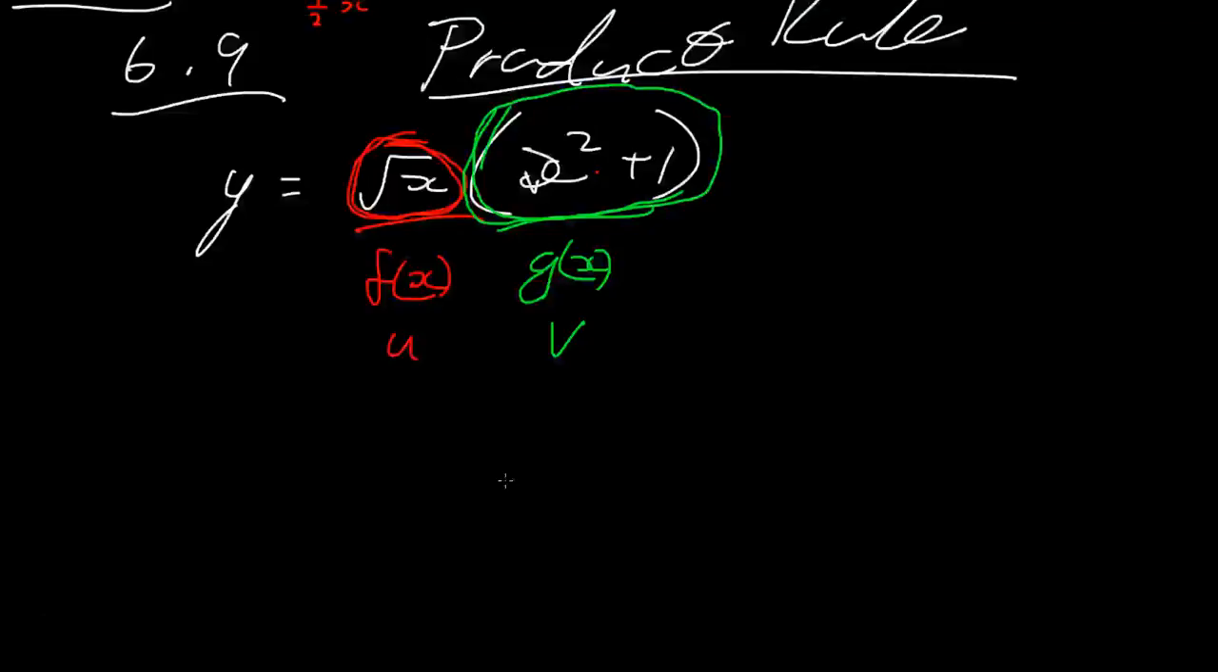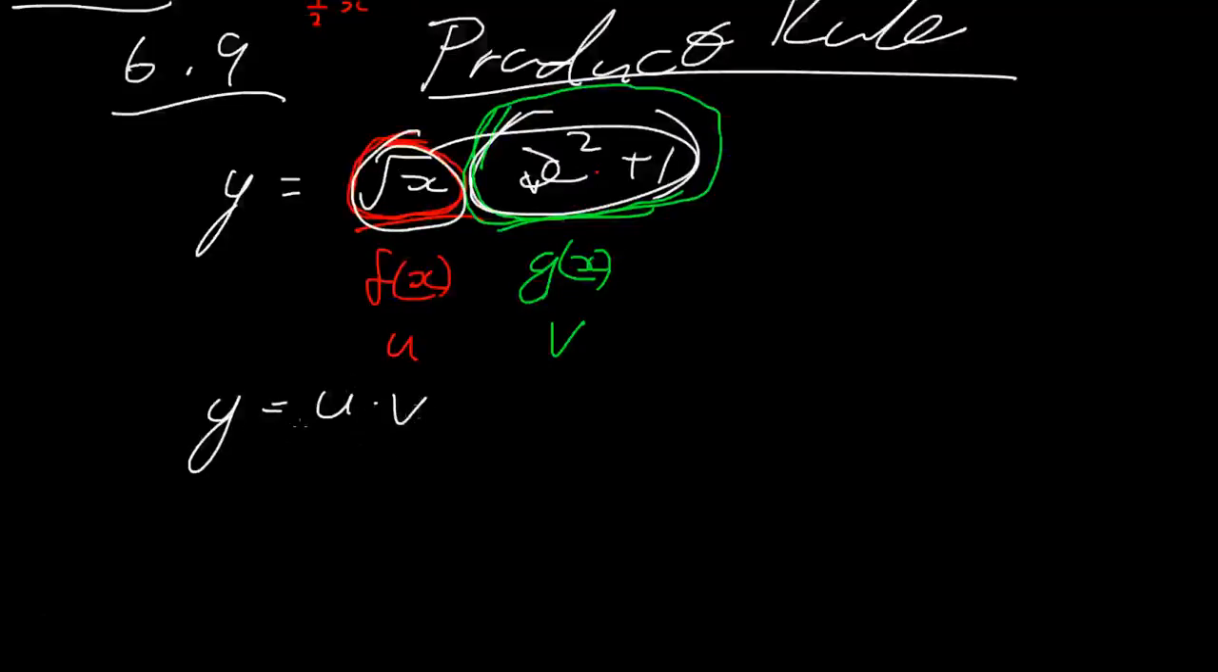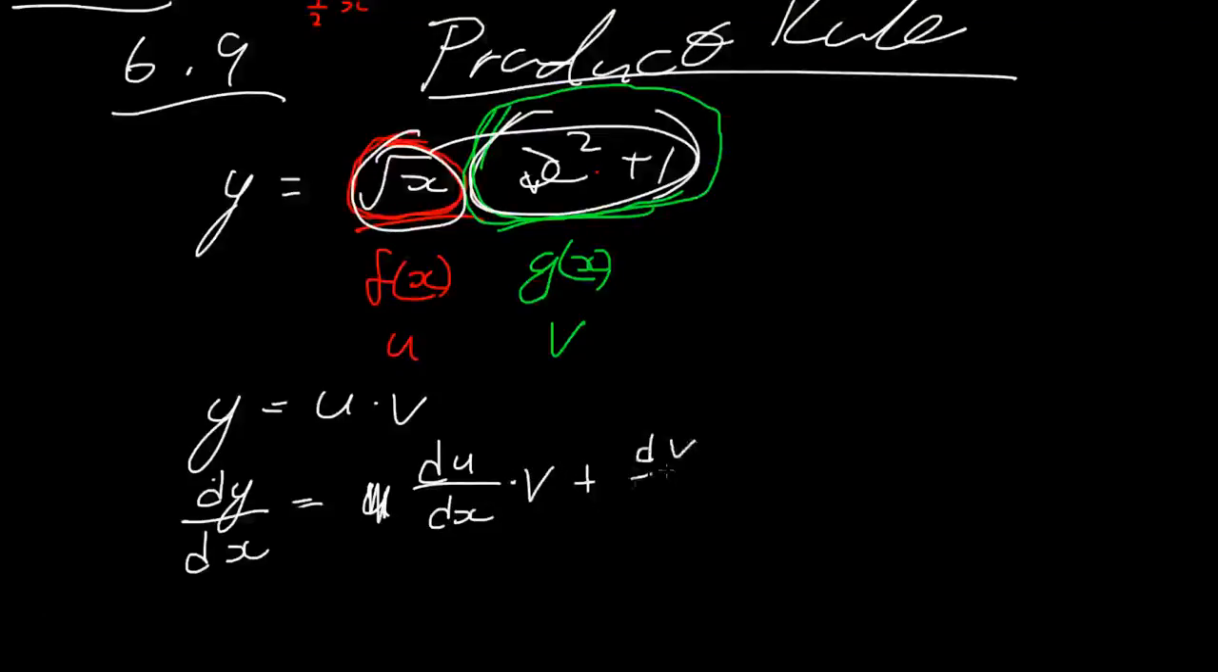Basically, the product rule states that if y equals uv, i.e. if the function is the product of two smaller functions, so here two functions, so if it can be broken up into the product of two functions, then the derivative is equal to du by dx times v plus dv by dx times u. Okay?